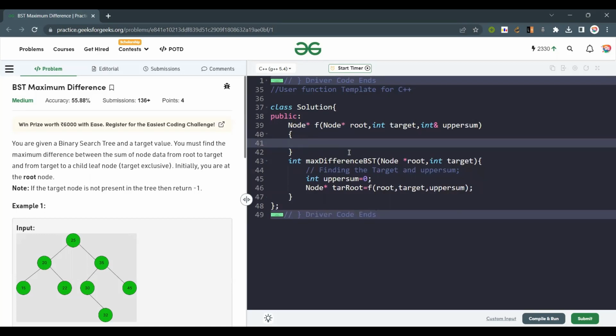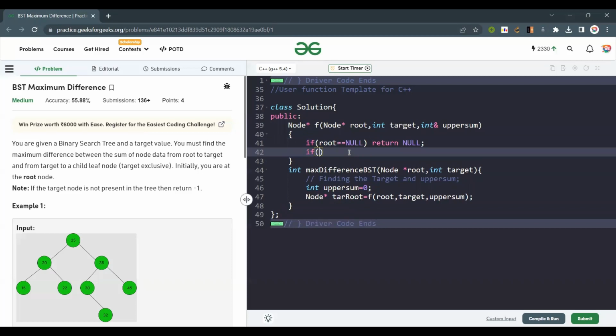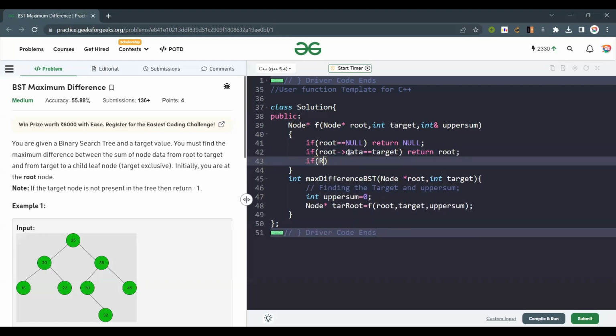And also we know that BST is one directional, so we don't have to traverse many directions. That's why we are sure that whenever we get the sum, we will return there as it is. So if root equal to null, return null. Okay. And if root data is equal to target, we will return the root as it is because we have got the root data. If root data is greater than target, what will we return?